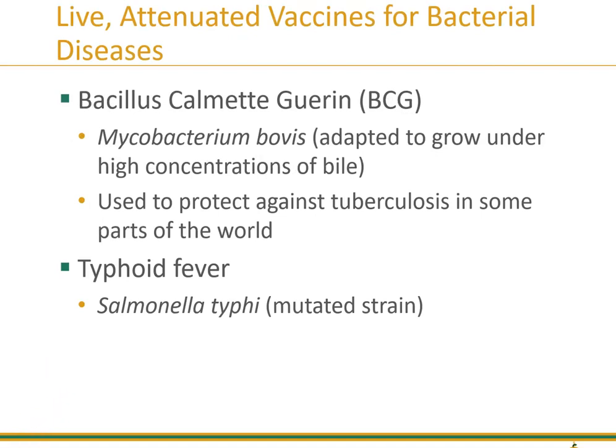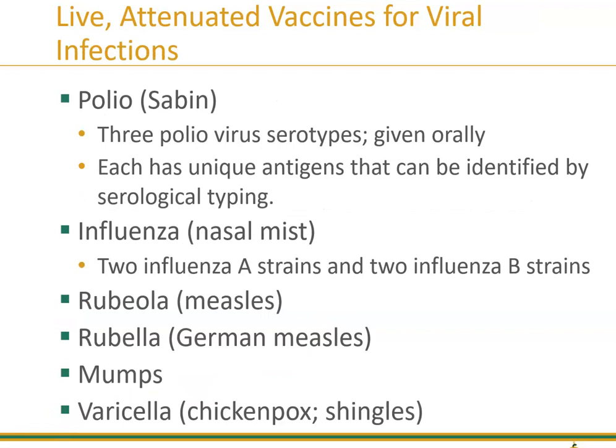One of the live attenuated vaccines for bacterial diseases is BCG, which uses Mycobacterium bovis, and it protects against tuberculosis in some parts of the world. There's also one for typhoid fever, which is Salmonella typhi, and they use a mutant strain for that also. Polio is given as different serotypes of the polio virus. It was given orally. Each has its unique antigen, and we can identify all those by serological typing.